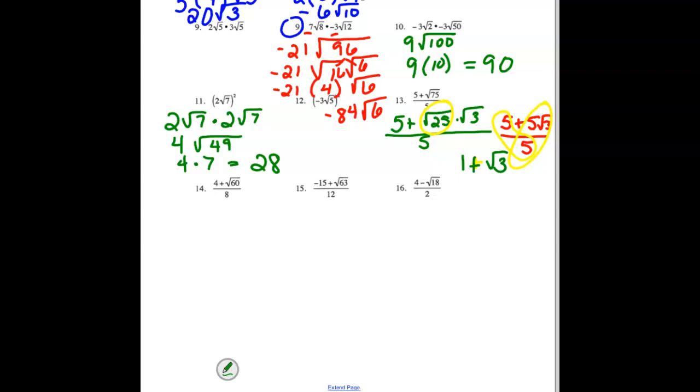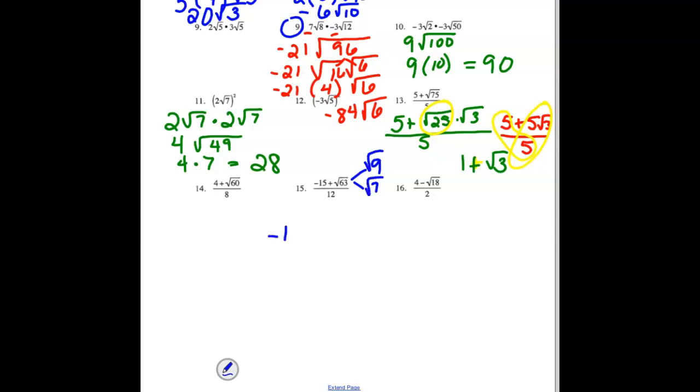Let's try another one of those. Let's look at number 15. We have negative 15 plus the square root of 63, and we're dividing by 12. So let's think of that 63. We could break that into 9 times 7.